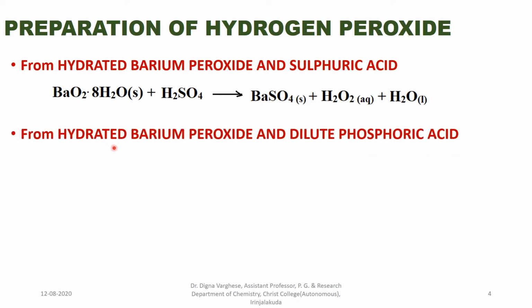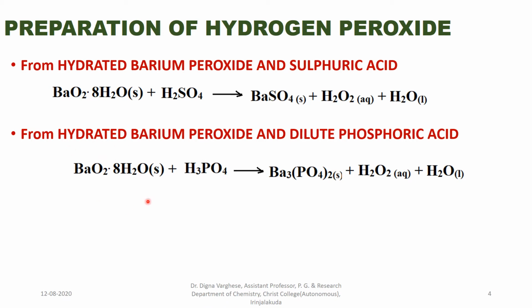Second method is from hydrated barium peroxide and dilute phosphoric acid. Hydrogen peroxide is prepared by adding an ice-cold aqueous paste of hydrated barium peroxide, that is BaO2·8H2O, in a thin stream to ice-cold dilute phosphoric acid, and we will get barium phosphate, which is insoluble like barium sulfate, and it is filtered off, and the remaining solution contains the 5% hydrogen peroxide, which is obtained as filtrate.